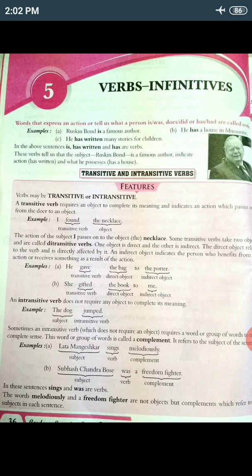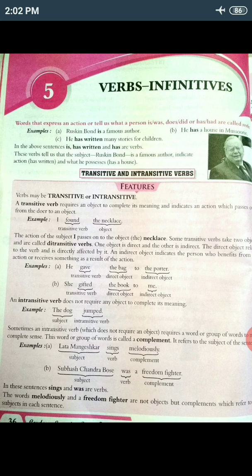Now, moving on to the intransitive one, there is another topic which is called complement, and that you will find only in an intransitive verb. Sometimes an intransitive verb which does not require an object requires a word or group of words to make complete sense. This word or group of words is called a complement. Now, it refers to the subject of the sentence.